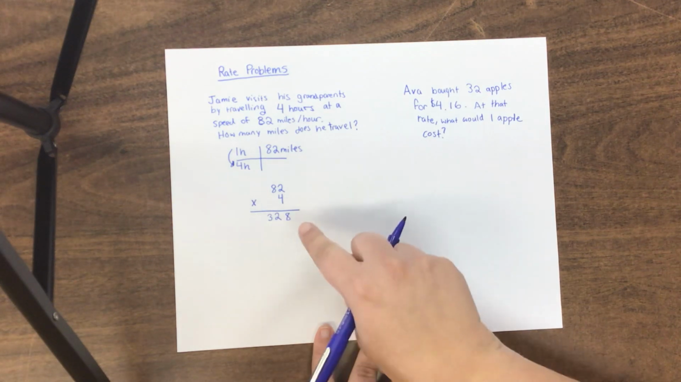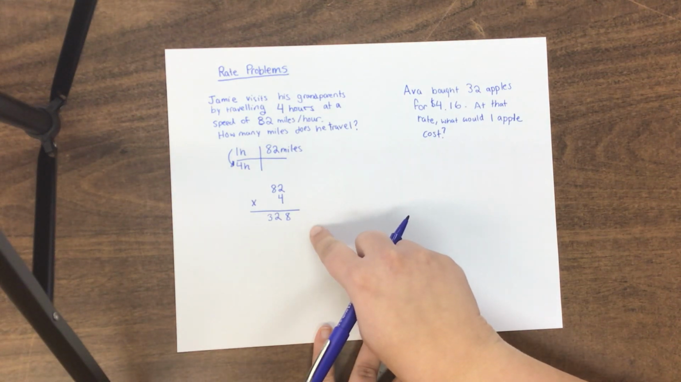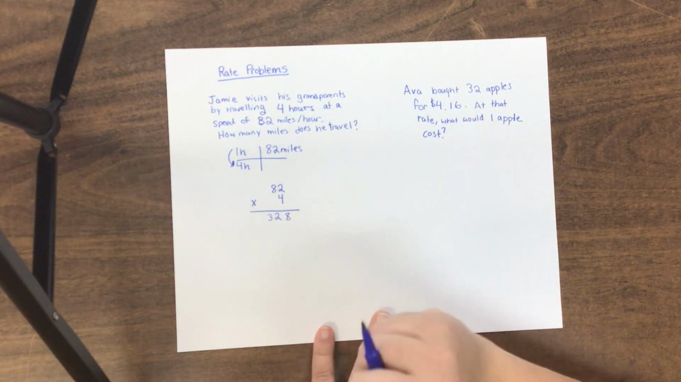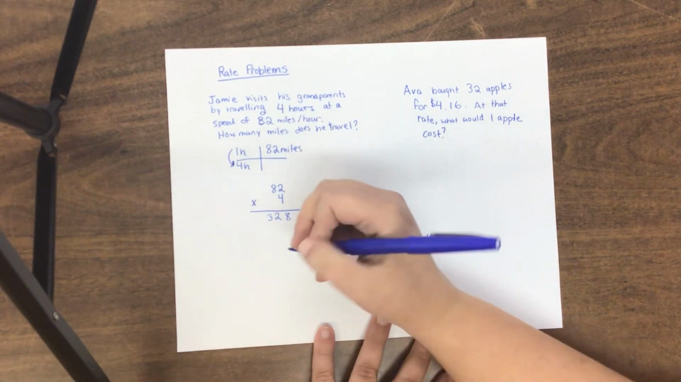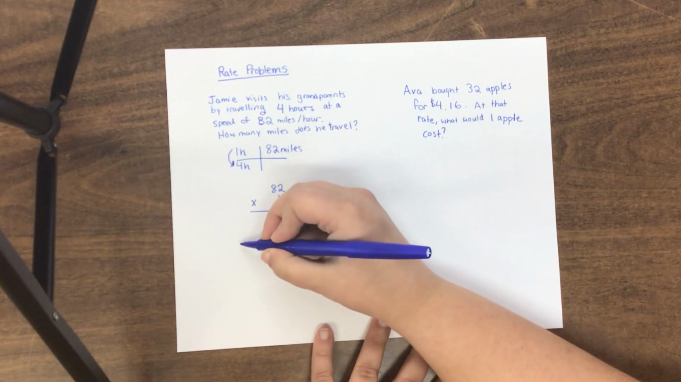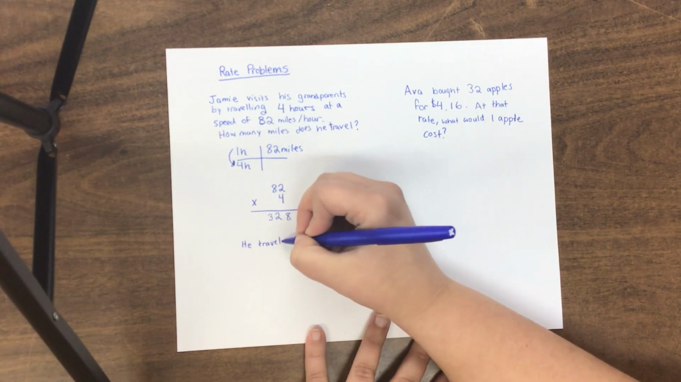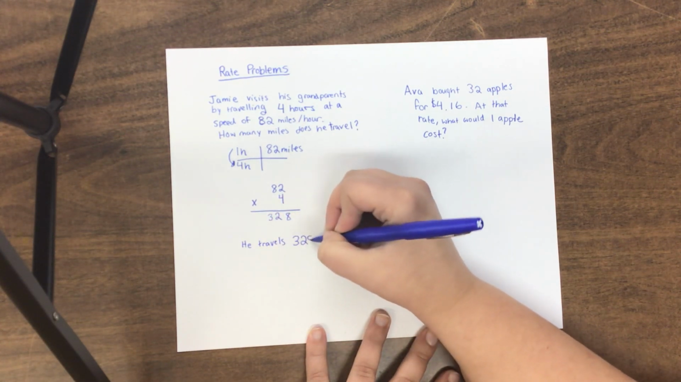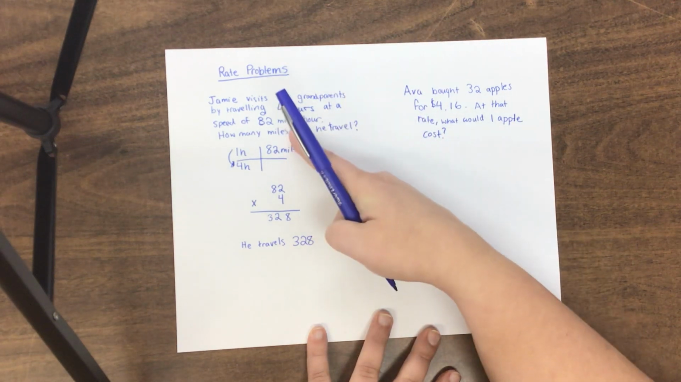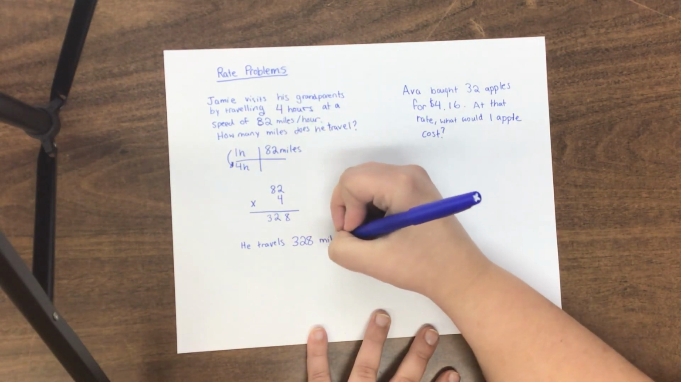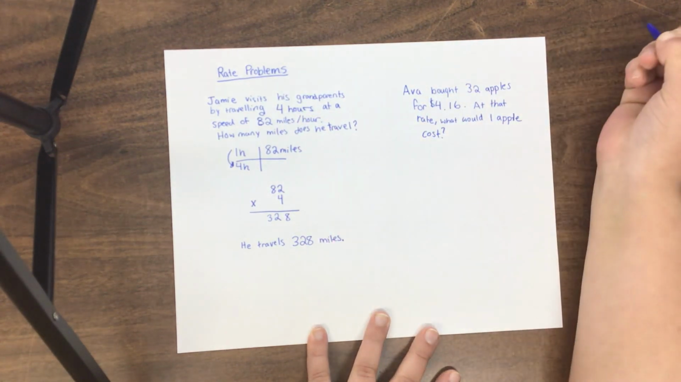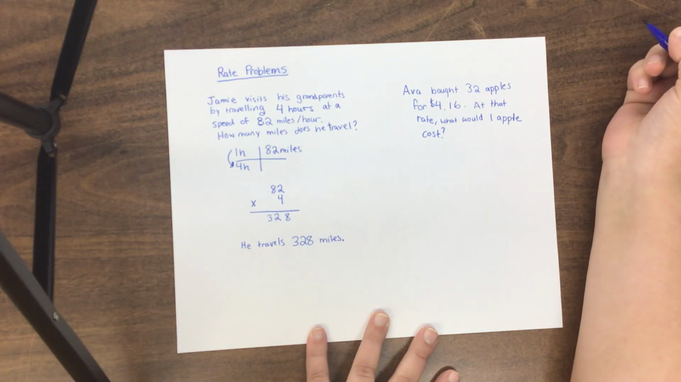Now, do I ever leave a word problem like that? If you said no, you are correct. We always have to write a sentence to finish off a word problem. So that's exactly what I'm going to do. He travels 328, and I look at the units, miles. And then I put a period and I end my word problem.